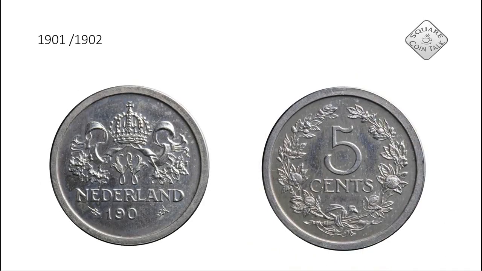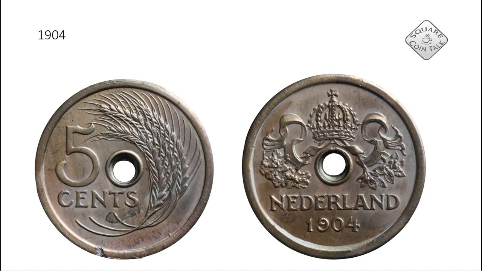Now, after the king died, Wilhelmina became the queen, but she was too young, so there was an interim period where we had Queen Emma, and this is from approximately 1901, 1902, the date is a bit unclear, but this was an alternative design for the 5 cent. This design was again never accepted. And here is another alternative design in 1904.